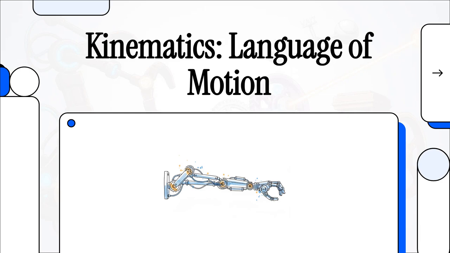Have you ever looked at a car engine or a complex robotic arm and just wondered, how does it do that? How does it achieve such precise, powerful movements? Well, it's not magic. It's actually a language, a kind of secret language of motion written with the principles of kinematics and dynamics. And today, we're going to learn how to speak it.